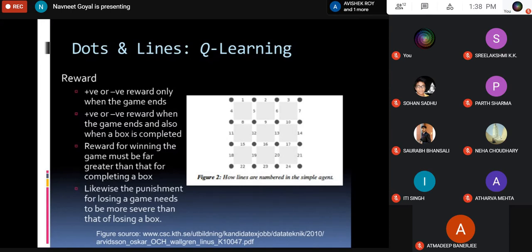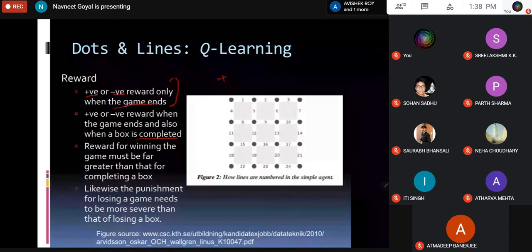So positive or negative reward only when the game ends. This is one kind of reward. Okay. And another is positive or negative reward when the game ends, and also when a box is completed. So when your box is complete, you give the player a very small positive reward. So how should you decide on the reward? That is what is important. The reward for winning the game must be greater than for completing a box, right?